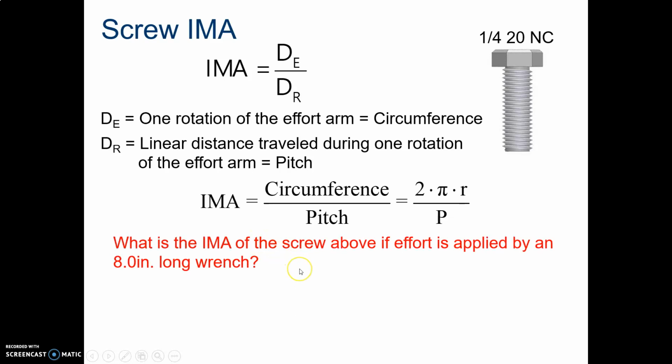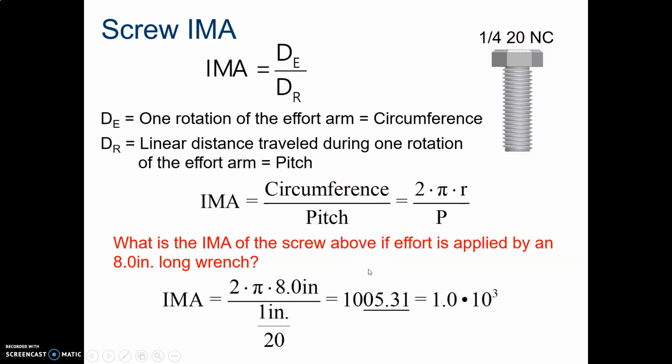So what is the IMA of the screw above if effort is applied by an 8-inch long wrench? We need to find the circumference of that wrench and then divide it by the pitch of that screw. Now remember, the middle number is the pitch. So this is 20 threads per inch, so 1/20 would be the pitch. We're going to do 2 pi times 8 inches over 1/20 inches. When we do that division, the inches cancel. 2 times pi times 8, divided by 1/20th, is like multiplying by 20.